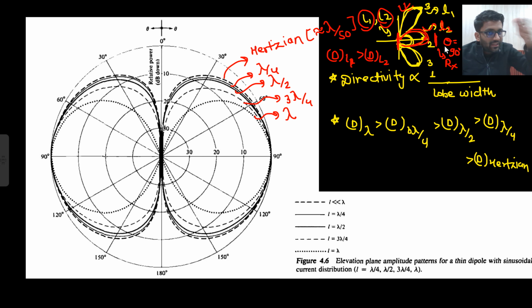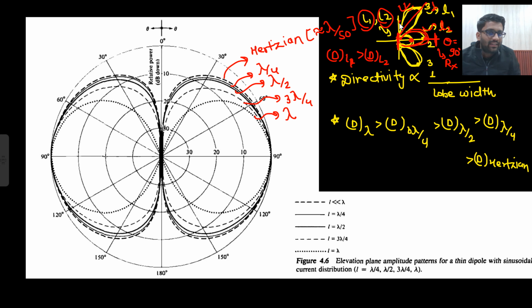Because you need to see at that particular angle now. At theta equals 90 degrees, who is radiating more power? At theta equals 90 degrees, this one is radiating lesser power and this one is radiating more power. So the directivity always shows the direction of maximum radiation. That means if you put your receiving antenna here and another receiving antenna here, in this case you will get more radiation at this particular place.